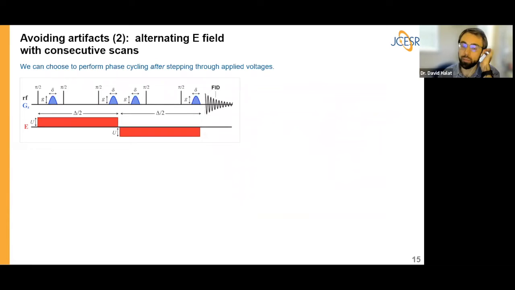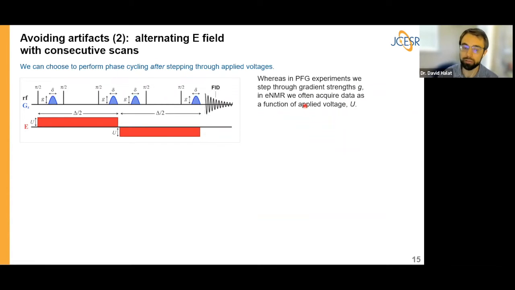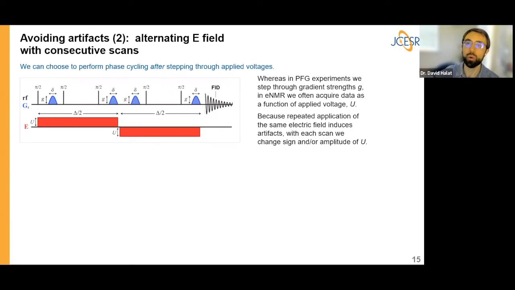So typically in eNMR, what we do is to vary the applied voltage, U, and then collect multiple spectra for phase shift analysis. But in my experience, some of the greatest spectral artifacts are observed from repeatedly applying the same voltage over and over again after each scan, whereas one could avoid this by switching to a different voltage or stepping through a list of voltages in some well-defined way. So to do this, though, one has to perform the phase cycling last.